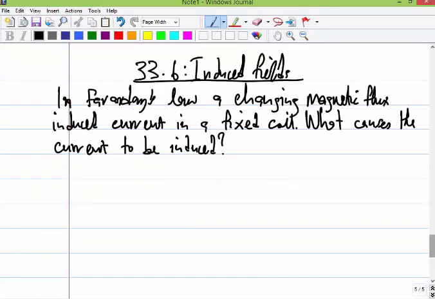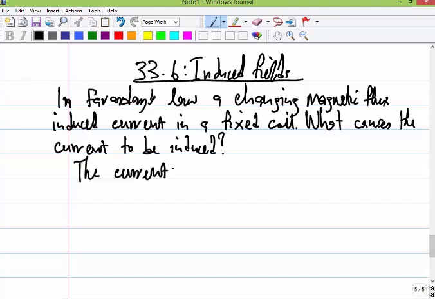Having a current present means that there's an electric field which is driving the current through the loop. This electric field is an induced electric field, in a direction so that it causes the induced current to be present in the coil. Okay, so this is what we are looking at next.